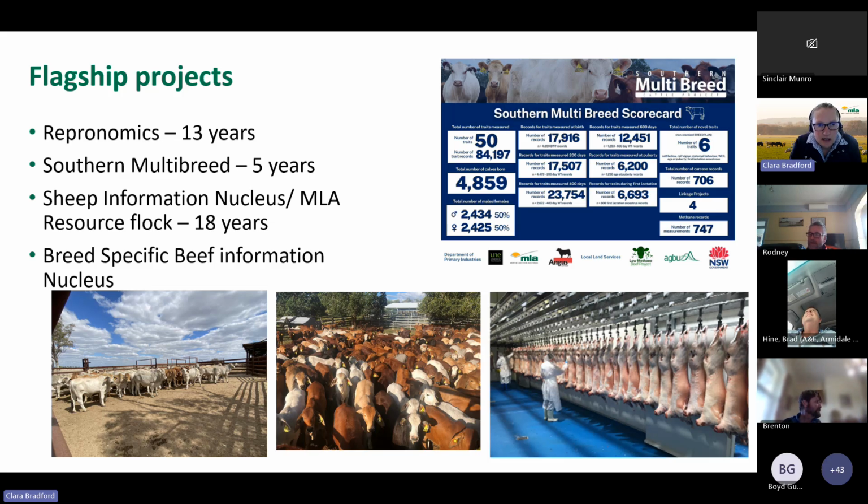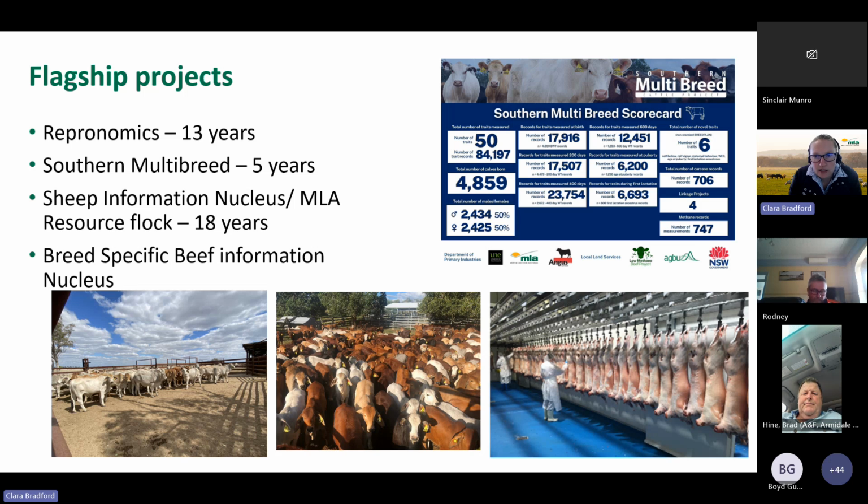We've also had our Southern Multi-Breed project with New South Wales DPI that's been running for the last 5 years. In that project, we've aimed to collect 8,000 calves. We've had multiple industry sires included across 6 different breeds.